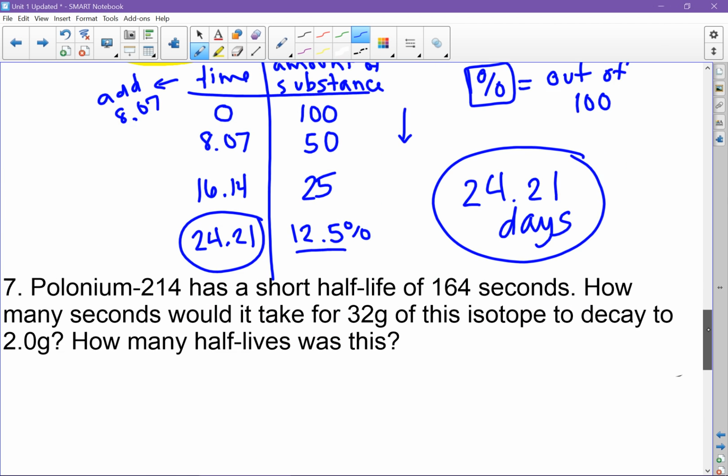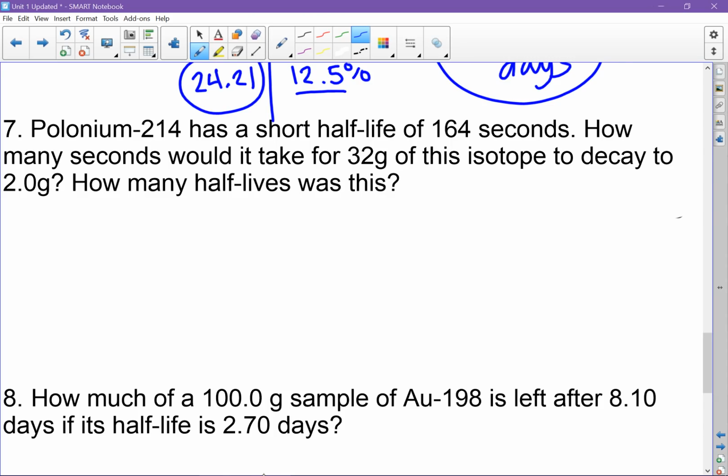Alright, see if you can do the last couple problems and then come back and check in with your answers with me. Good luck!